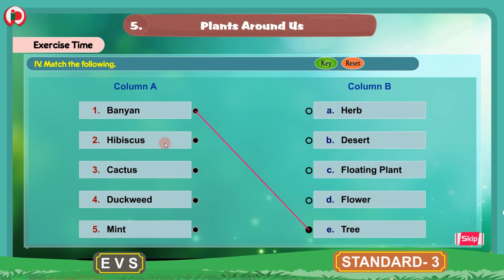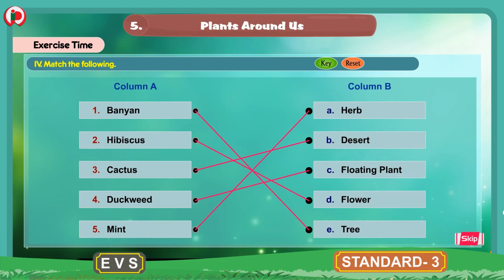2. Hibiscus. It is a flower. We will match hibiscus with flower. 3. Cactus. Cactus grows in desert. So we will match cactus with desert. 4 is duckweed. And duckweed is a floating plant. We will match duckweed with floating plant. Mint. Mint is a herb. We will match mint with herb.